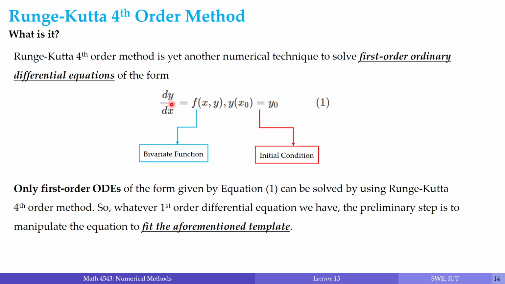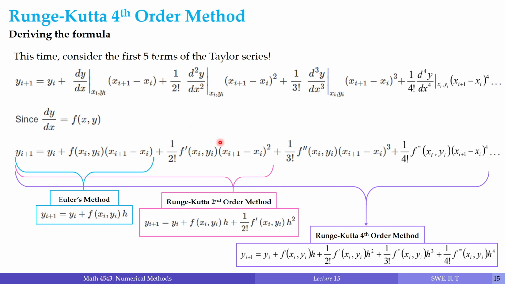On the left hand side of the equation, we have to have the derivative dy/dx, and on the right hand side we can have the rest of the terms, which will basically be a bivariate function with two variables x and y. A small caveat is that x is the independent variable and y is the dependent variable that is reliant on x. Y is a function of x. Fine. So now that we know the theory behind the RK4 method, let's see how to derive the formula.